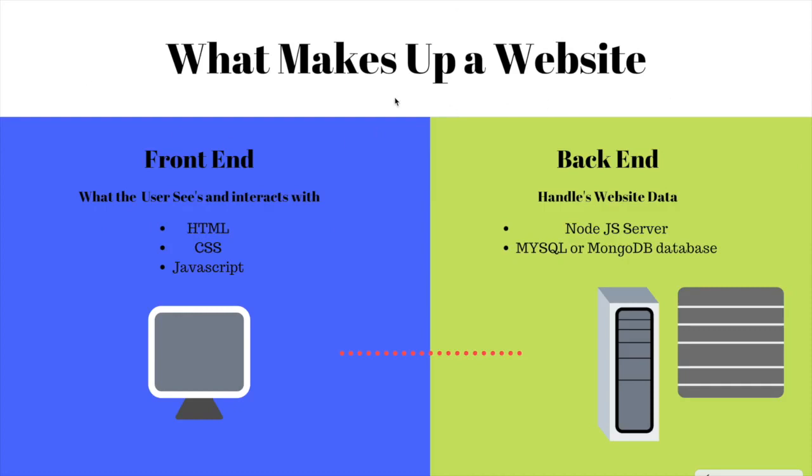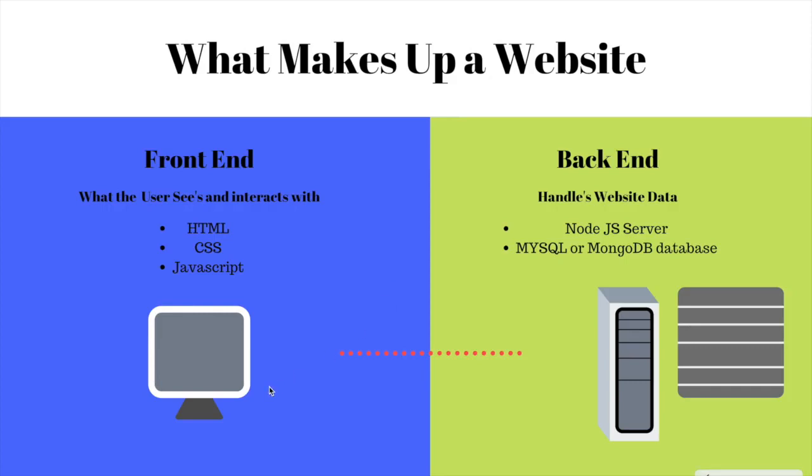So what makes up a website? We all know what a website is, or at least I hope. It's like Google. There are two things that make up a real website: the front end and the back end. The front end is like the user interface. It's what you see on screen and what you interact with.